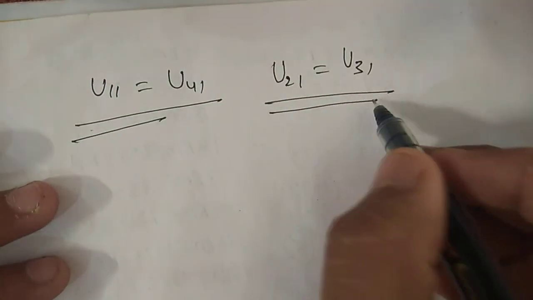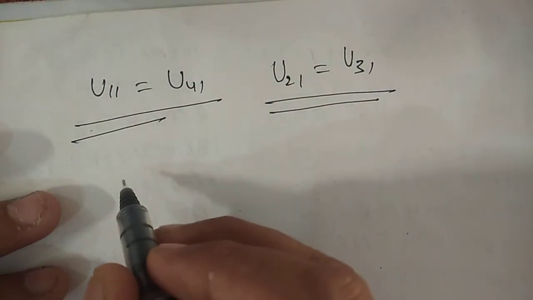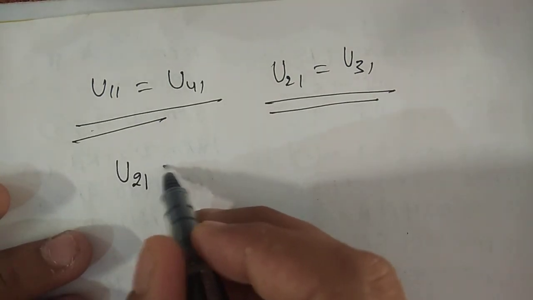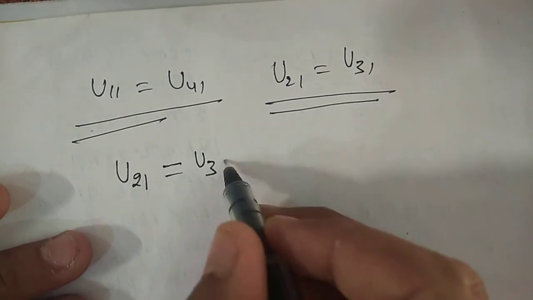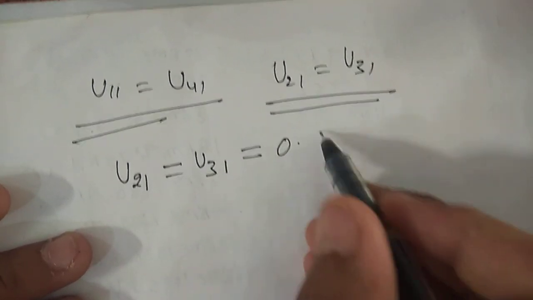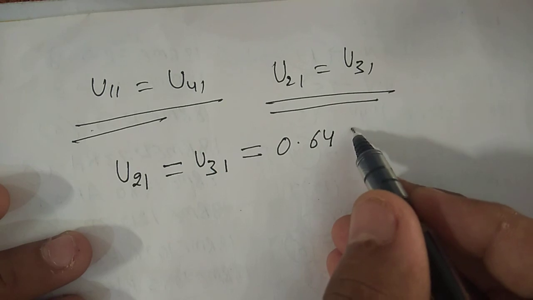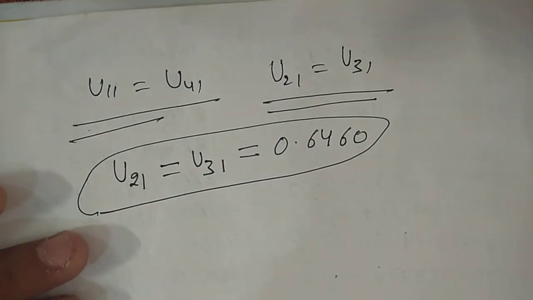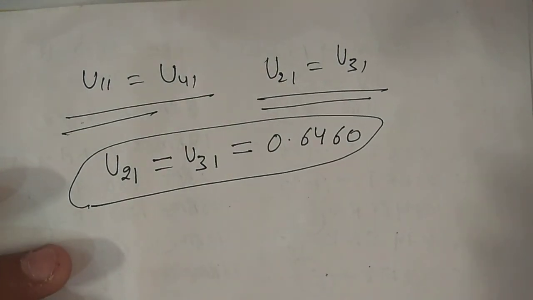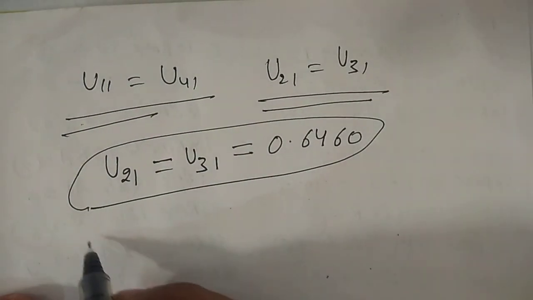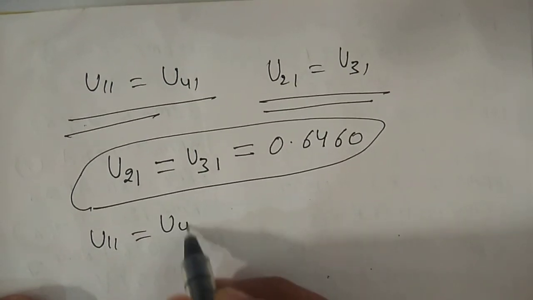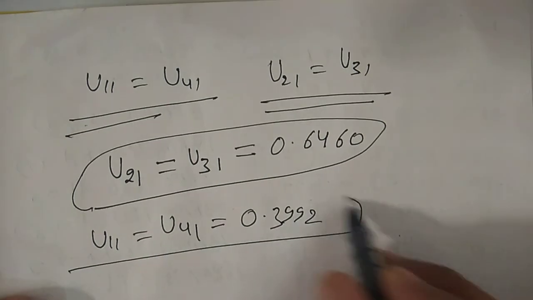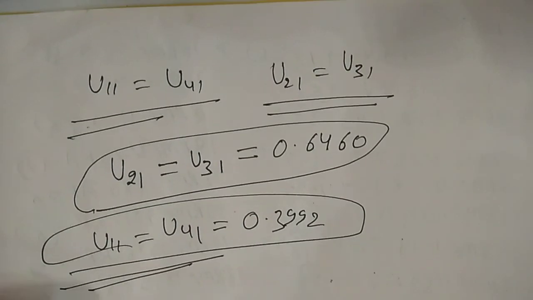So using the symmetry and all 4 equations, we can get u21 equal to u31 equal to 0.6460, and u11 equal to u41 equal to 0.3992. So this is the answer. Thank you.